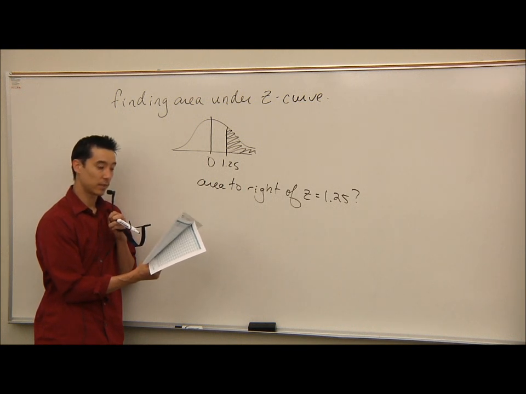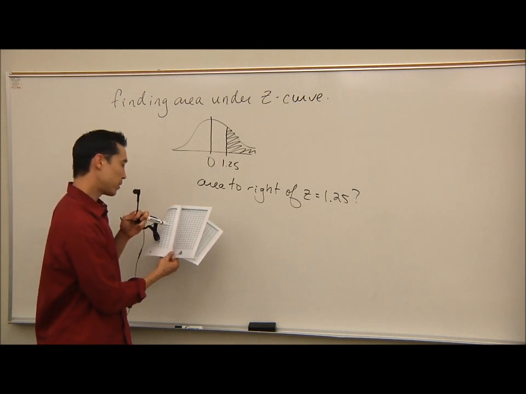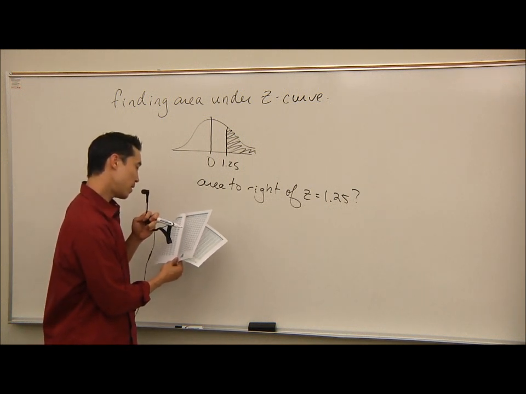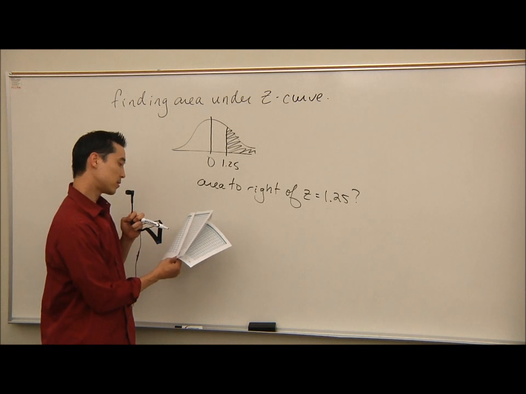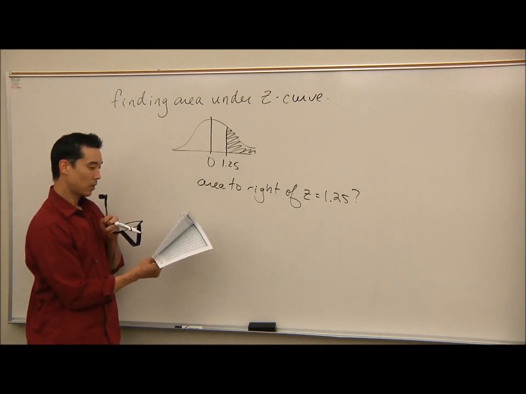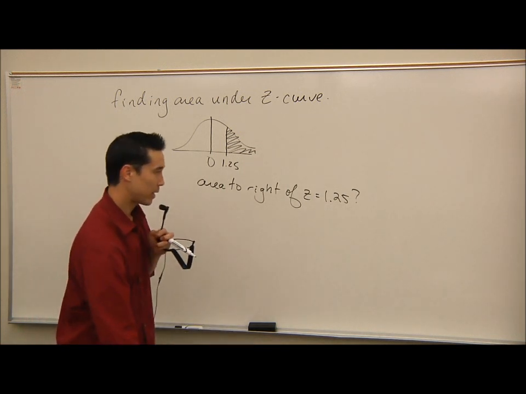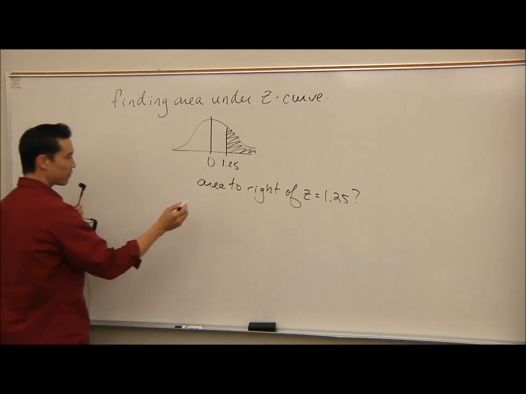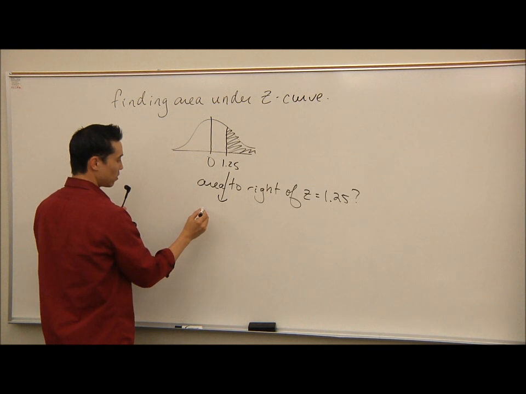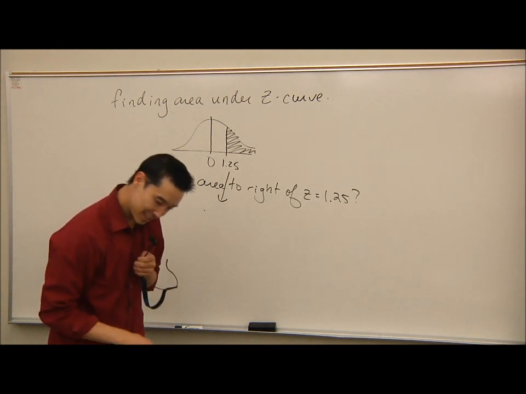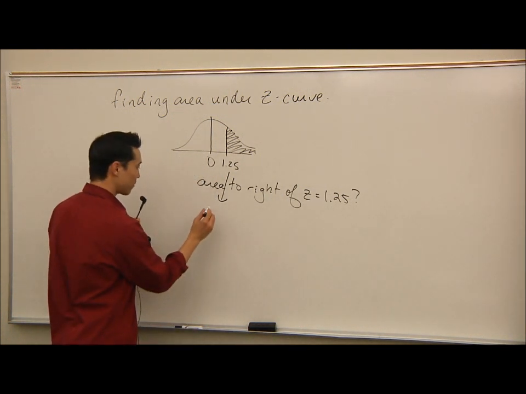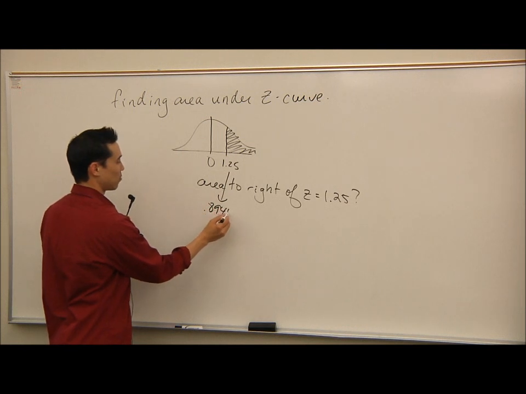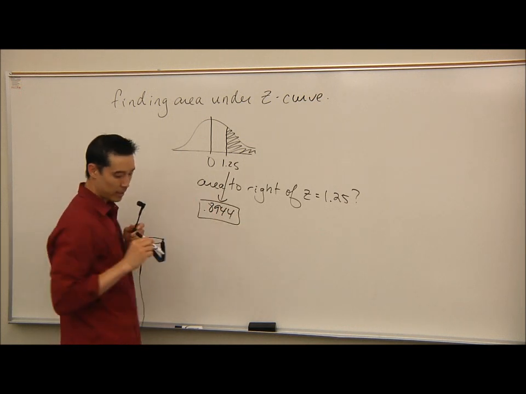Is everybody with me on that? So on the positive z chart, go down to 1.2 and then go over to 0.05 and just read off what that value says. What does it say? 0.8944. Okay. So again, if you look at your chart and you go to 1.25, it says, what did you just say? 0.8944. That's what it says. All right?